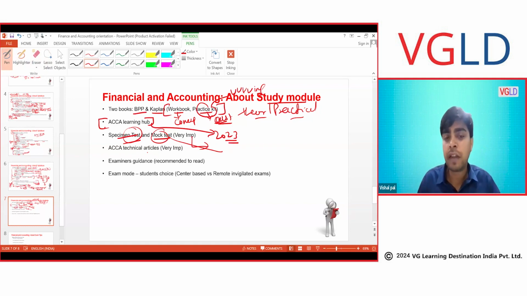But in case any student feels doubtful, they can also pay, let's say, £10 or £7. You can see the rate that is available, and then give a mock test. They will give you an exam environment.